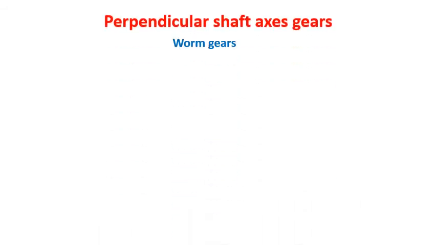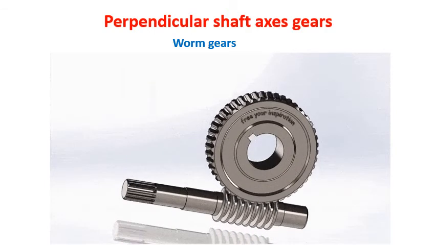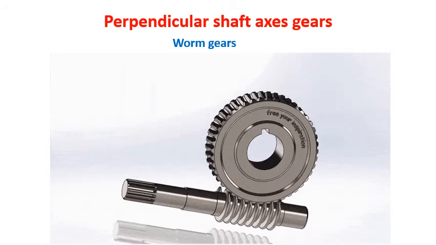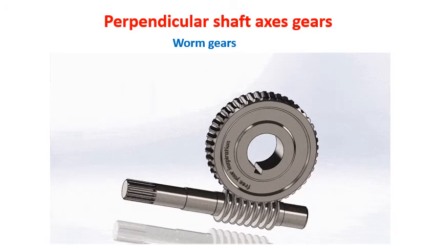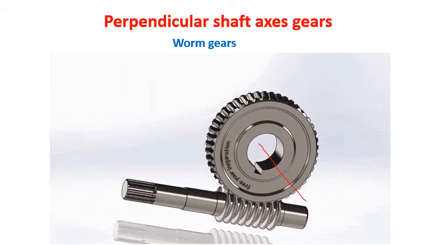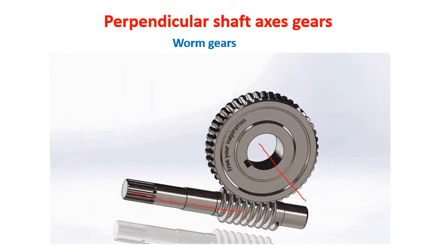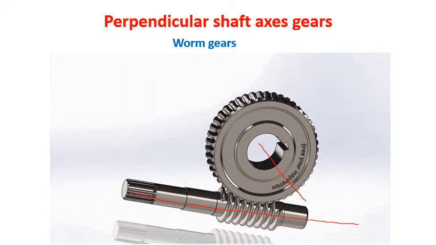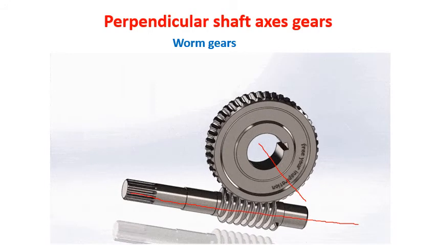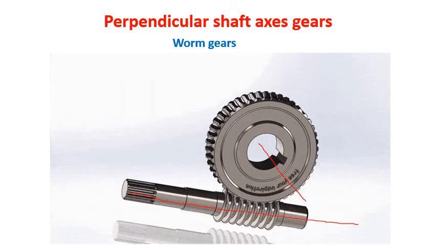So next one, perpendicular shaft axis gears. So why is it called perpendicular shaft axis gears? Because see, this is the axis of the gear, and this is the axis of a worm. So they are perpendicular to each other, right? They are perpendicular to each other. Therefore, they are called perpendicular shaft axis gears.